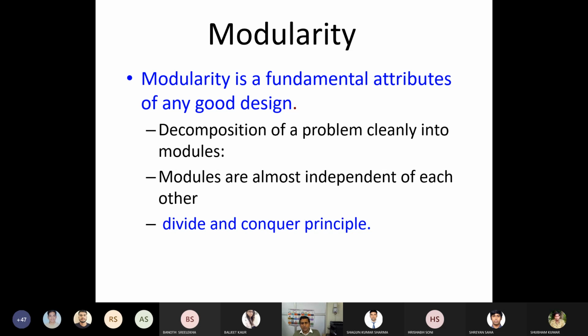So this is the decomposition of a problem clearly into modules. Modules are almost independent of each other, and this is the divide and conquer principle. A large problem is divided into smaller problems, and then you give the optimum solution to each and every small problem. Once you have given the optimum solution to each problem, that means you have given the optimum solution to the large problem. This is one of the attributes of good design as well as modularity.